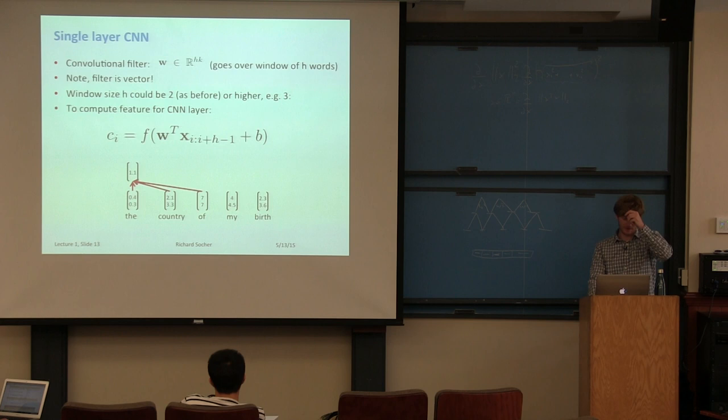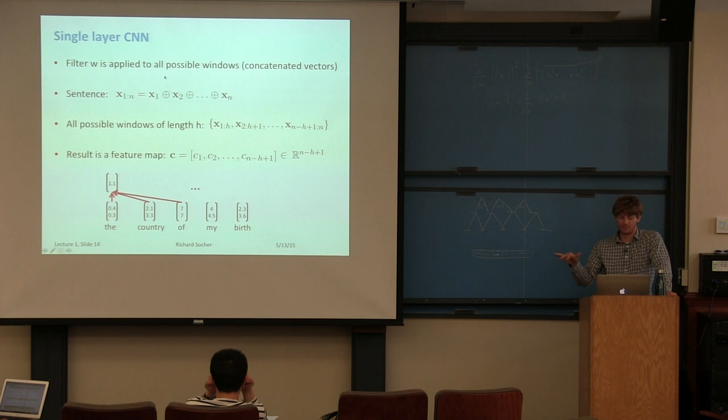All right, so like I said, filter W is applied to all the possible windows where we concatenated those vectors. So what does that give us in the end? Well, all the possible windows of length h would be x1 to h, 2 to h plus 1, and so on. And in the end, we get this result here, which we will call a feature map.